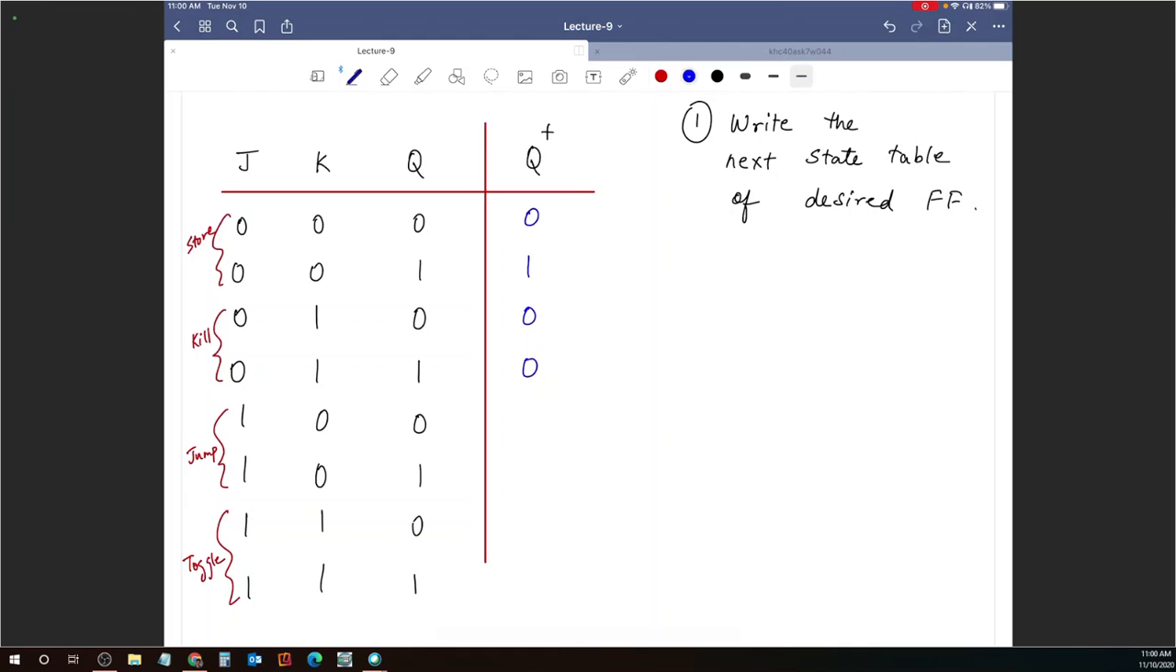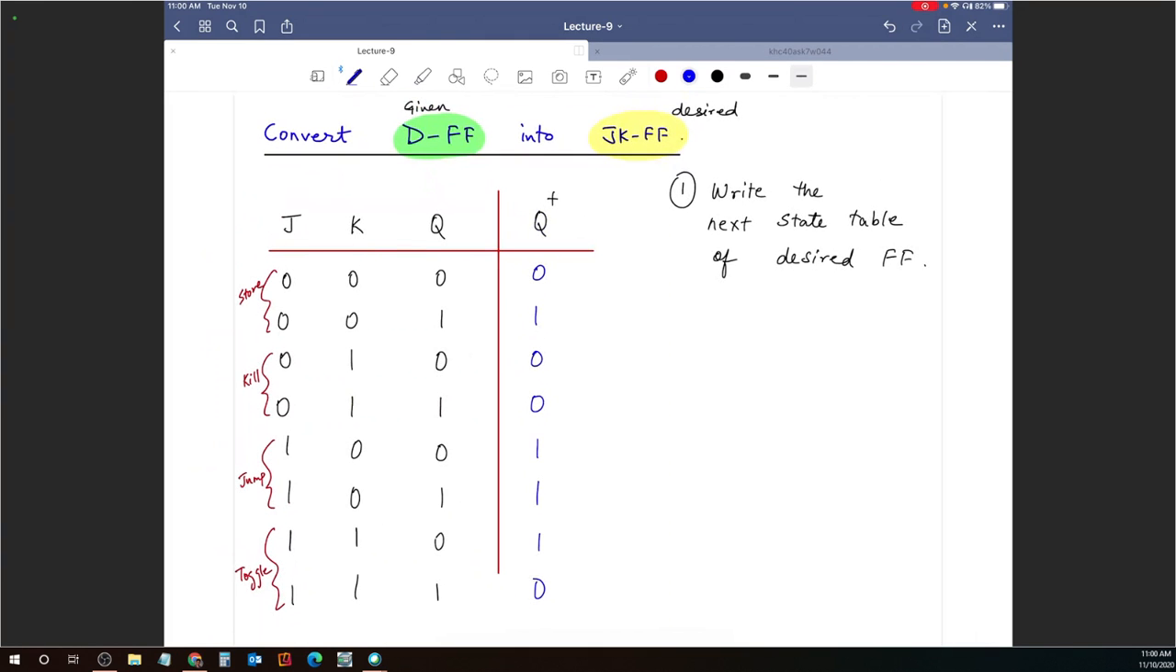What are you going to say for Q plus? 1 and 1. Beautiful. And the last one, we are in toggle. So it was 0 and 1, it will flip to 1 and 0. Perfect. That completes our first step, to write the next state table of the desired flip-flop, JK in this case.